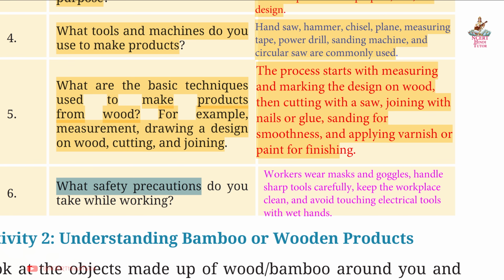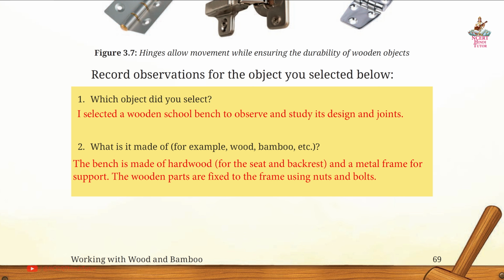Sixth, what safety precautions do you take while working? Observation: workers wear masks and goggles, handle sharp tools carefully, keep the workplace clean and avoid touching electrical tools with wet hands. Page 69. Question 1. Which object did you select? Answer: I selected a wooden school bench to observe and study its design and joints.